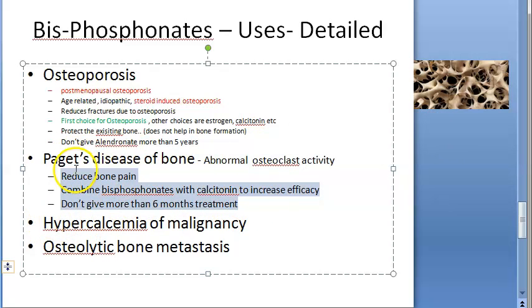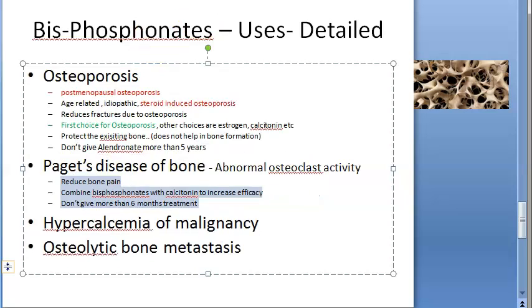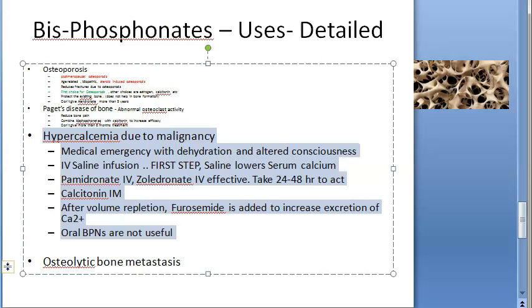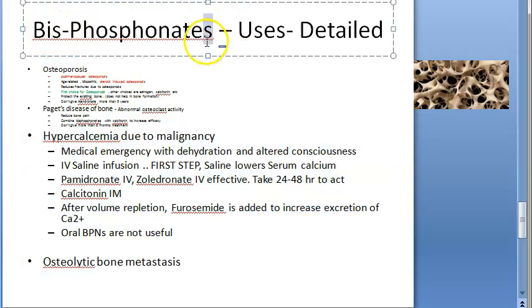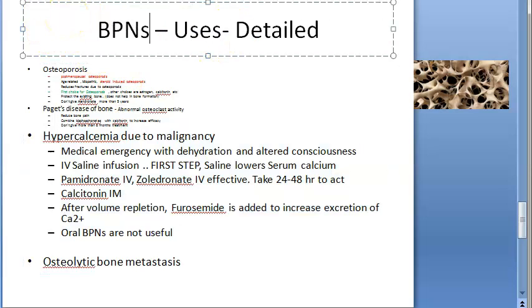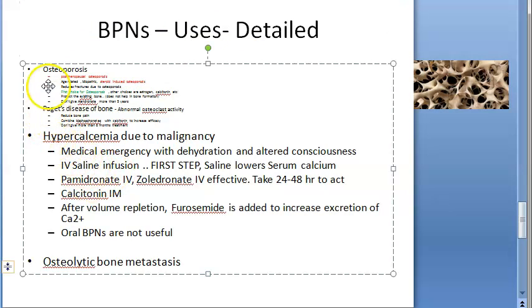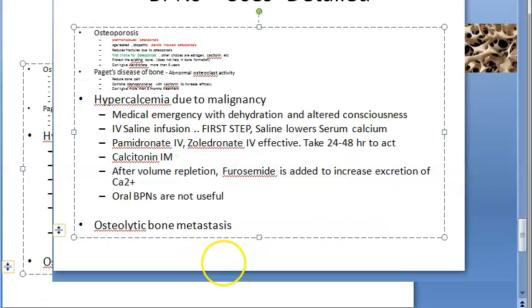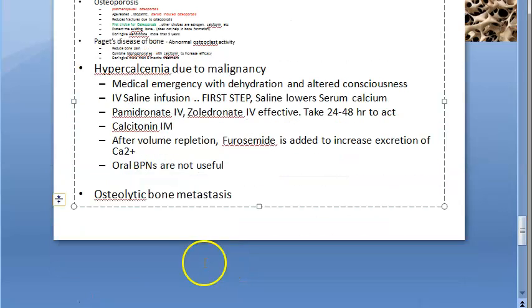Now we are moving on to hypercalcemia of malignancy. People, we are looking at the details of the uses of bisphosphonates, BPNs. They are called BPNs also. We have looked at the first two, osteoporosis and Paget's disease. Now we are moving on to hypercalcemia due to malignancy.